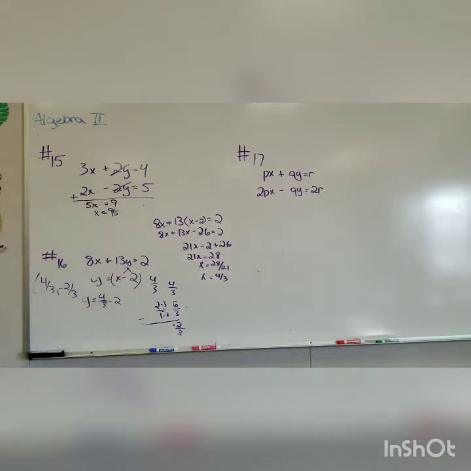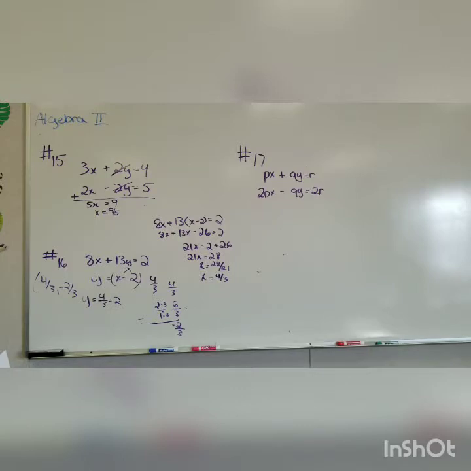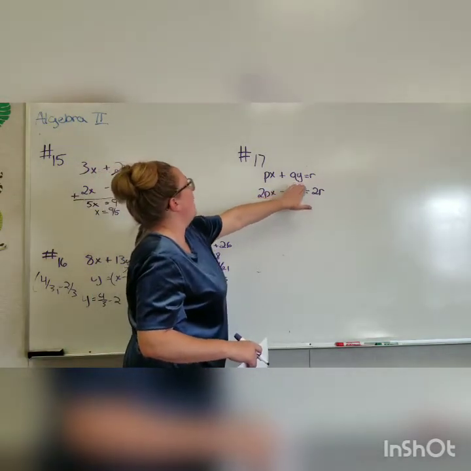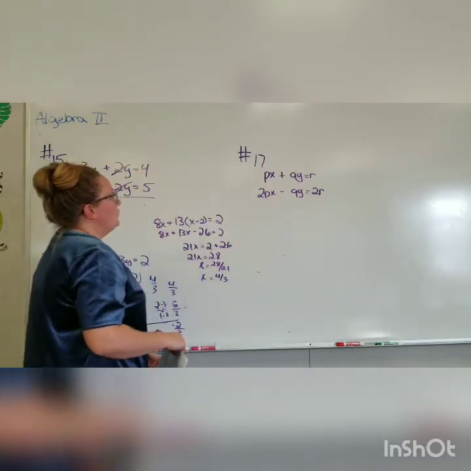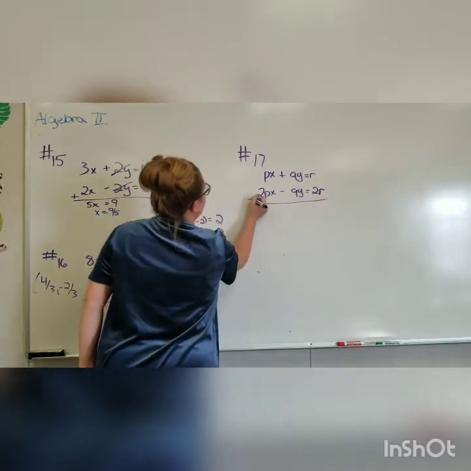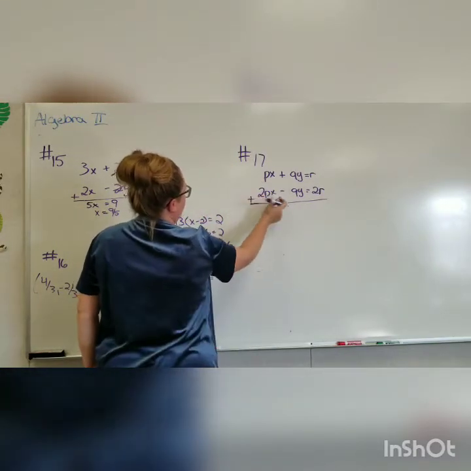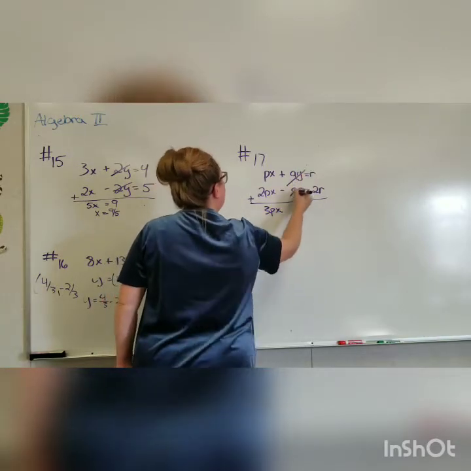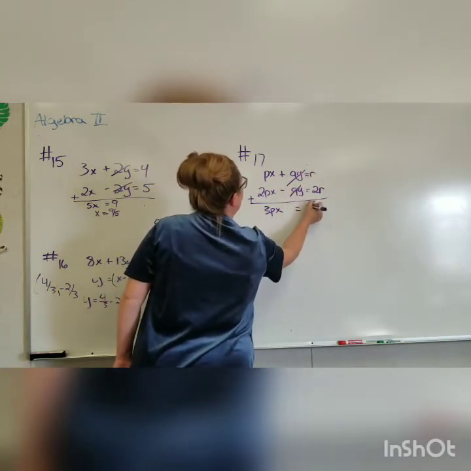That's problem number 16. Problem number 17, they've given you the same thing, but they try to confuse you and throw some other letters in there. So we have px plus qy equals r, and 2px minus qy equals r. The same thing applies. You have a 1qy and a negative 1qy. So if you add these equations, those are going to eliminate. So you don't even have to worry about it too much. Add them. 1px plus 2px is 3px. These two are going to eliminate. And r plus 2r is 3r.